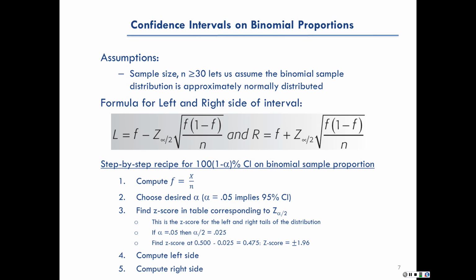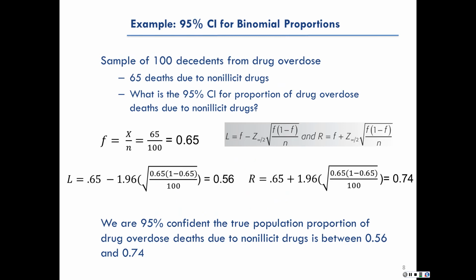So to find the z-score, remember, in the table, we subtract 0.025 from 0.5, and that gives us 0.475, and then we look up the corresponding z-score, and that is 1.96, plus or minus 1.96, and then we plug that in to compute the left and right side of the confidence intervals. So here's an example.